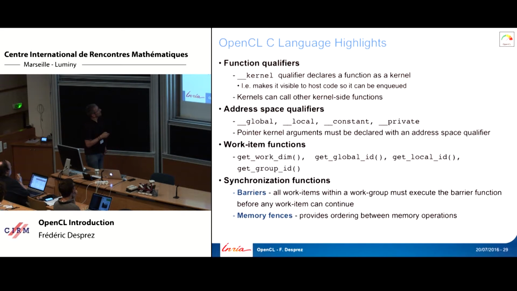So you have work item functions. You can get information about the work dimensions, global ID, local ID, or group ID, if you let OpenCL decide the size for you, for example. About synchronization, you can have barriers, which are quite important for data consistency, for example. When you exit a kernel, there's a synchronization, but if within a kernel you want some synchronization, you should call barriers. You can have memory fences to have ordering between memory operations.